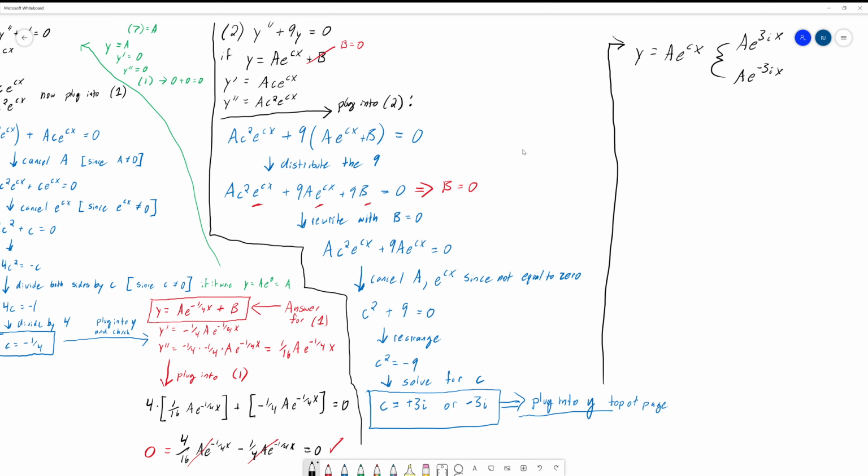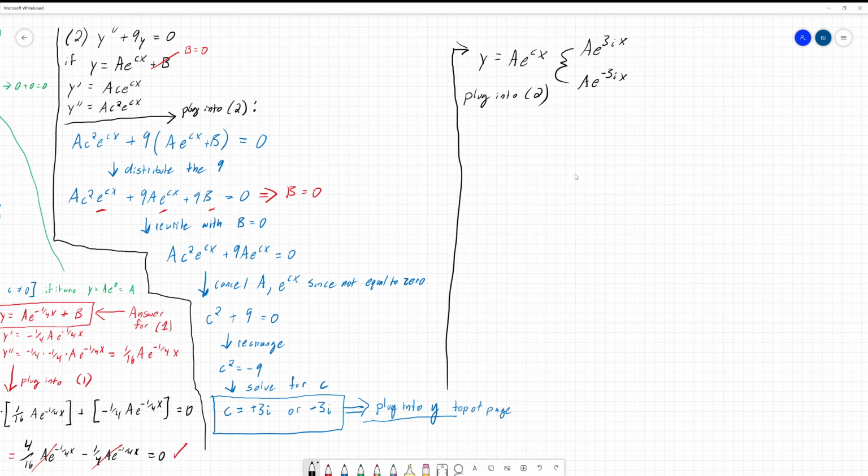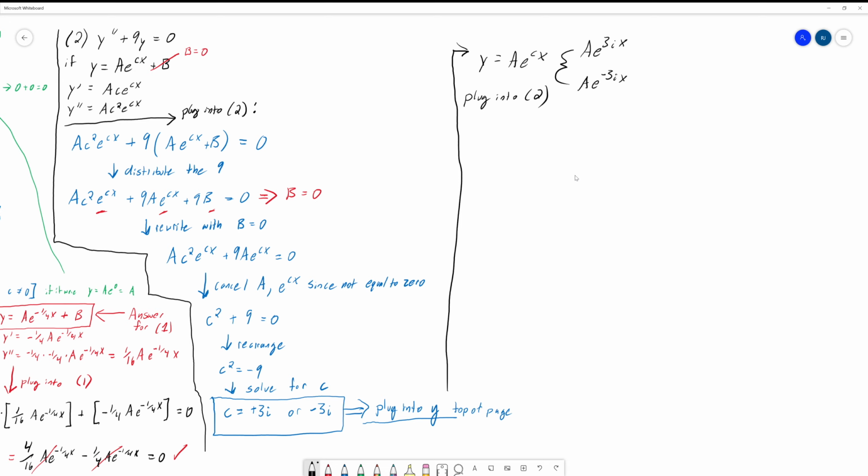Okay, and well, why don't we plug in and see what happens? So let's consider both cases, plug into 2, and see what happens. We're going to call this case A, and we're going to call this case B. And we're going to plug it into A. Let's start with A, which is where y equals ae to the 3ix.